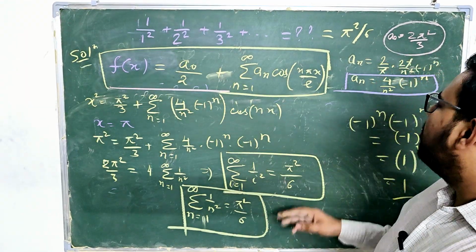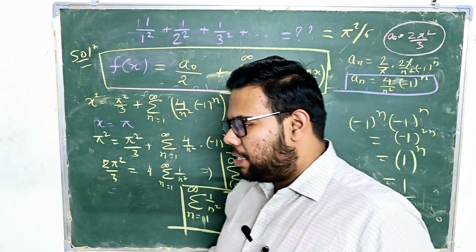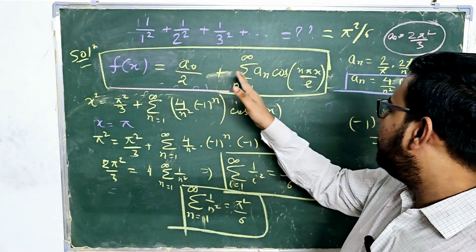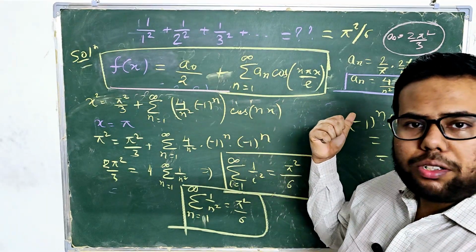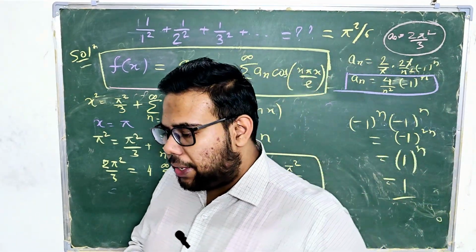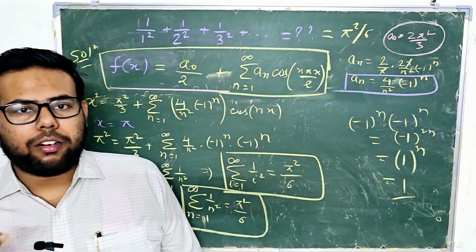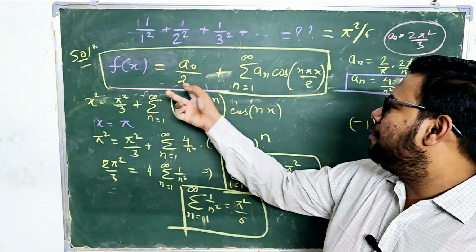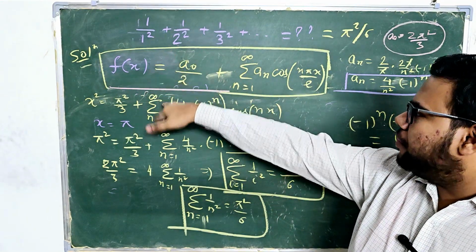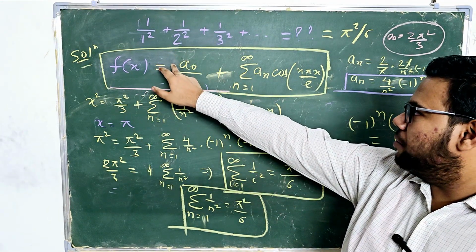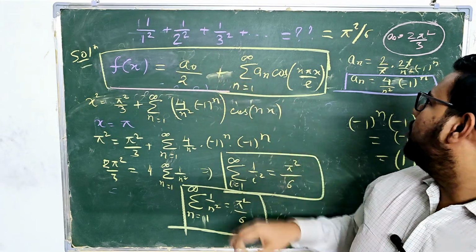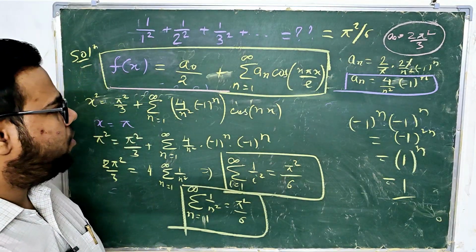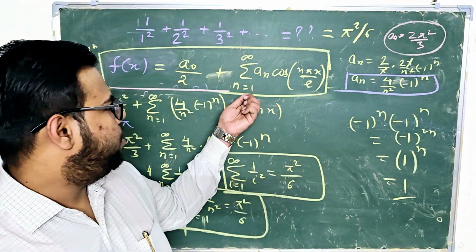Okay, so let me summarize the whole video. I first started with the Fourier series definition that f(x) is equal to a_0 by 2 plus the summation like this, and there was a sine term also, but I assumed that f(x) is equal to x², that is an even function. So for an even function b_n becomes 0, due to which the sine term disappeared, so we were left with f(x) equal to this expression. And then from the definition of Fourier series we found the values of a_0 and a_n, which came out to be 2π²/3, and a_n came out to be 4 by n² times (-1)^n, where n of course belongs to natural numbers from 1 to infinity.